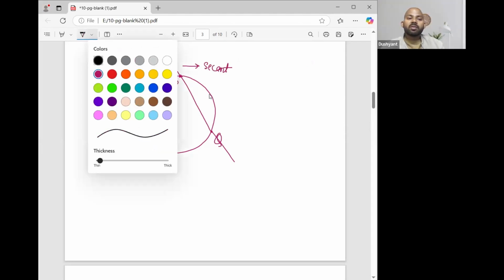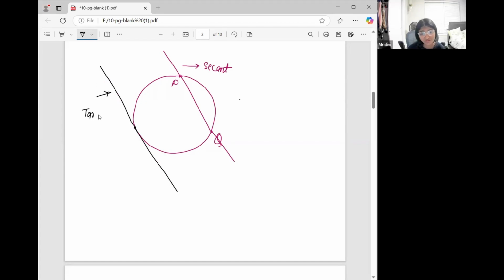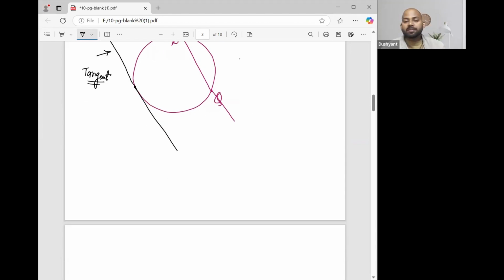Now one more is there. Let's suppose I have a point on the circumference, and I have a line that touches this point. That is known as the tangent. That's it. Take a note. Now, most important, that will be discussed later. Chord, secant, tangent, radius, and diameter, that we have discussed.